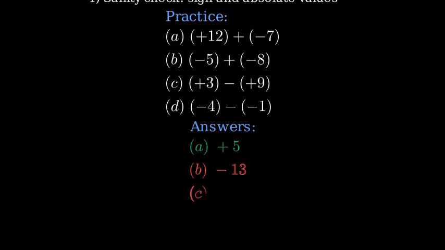Here are the answers. For Part A, +5. For Part B, -13. For Part C, -6. For Part D, -4 plus 1 equals -3.